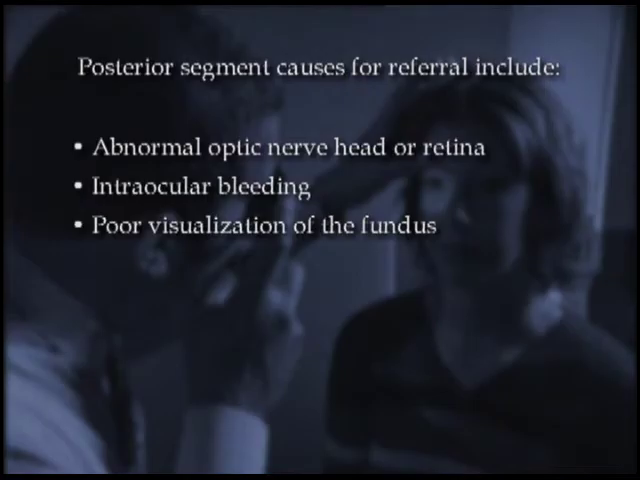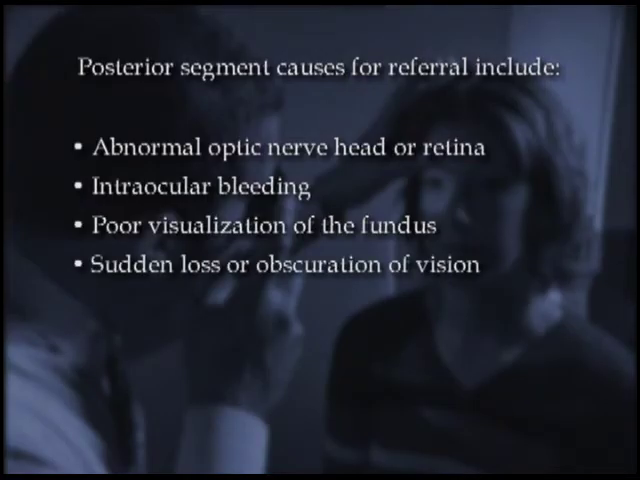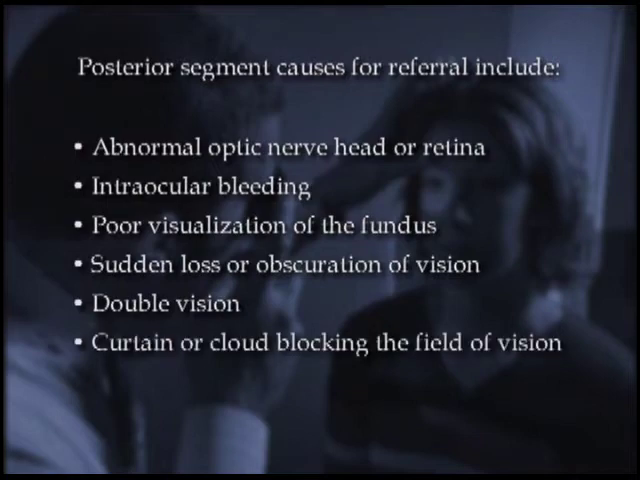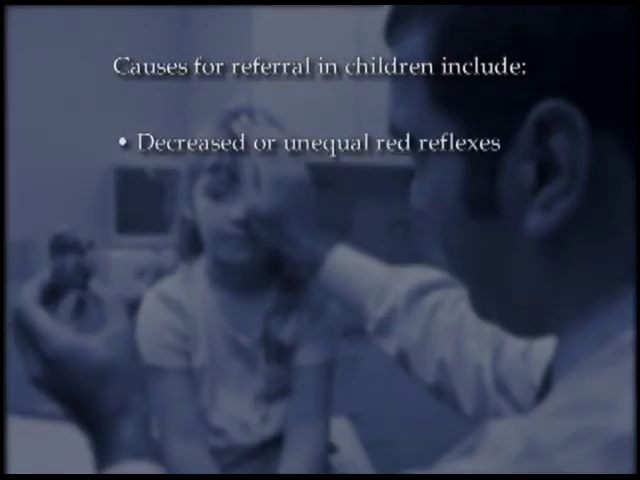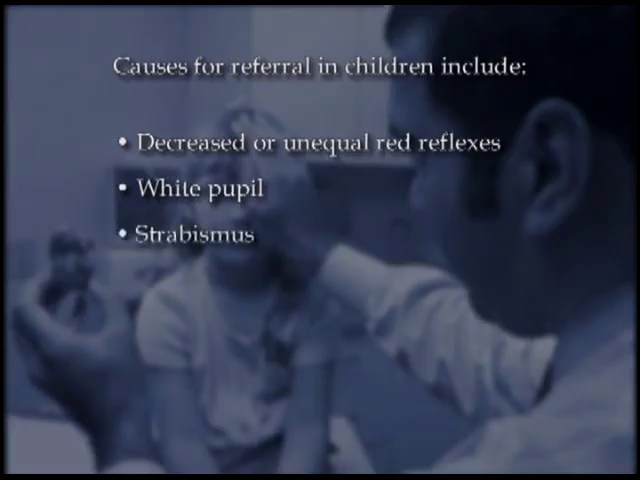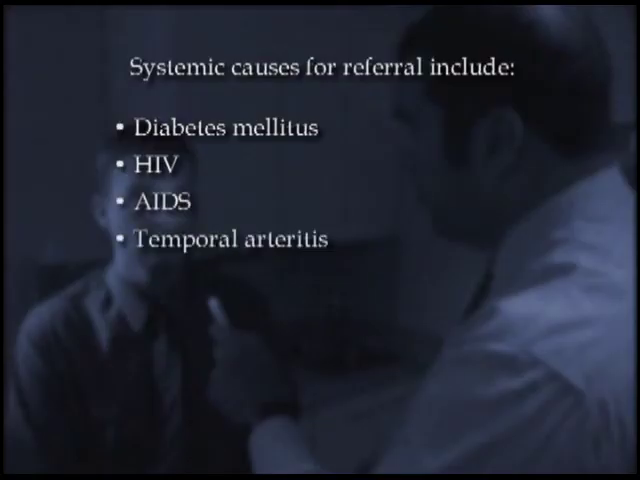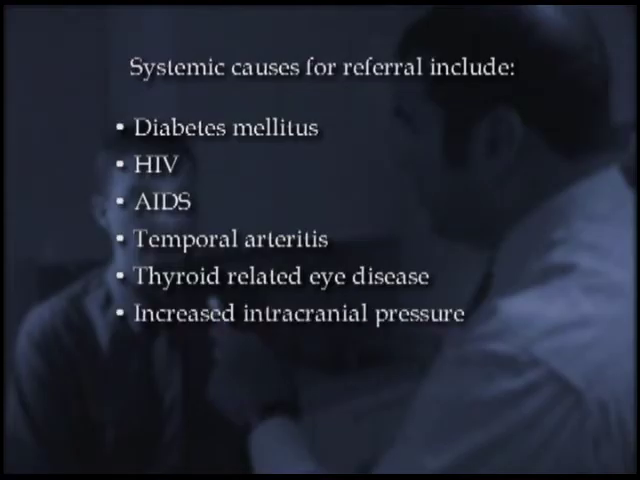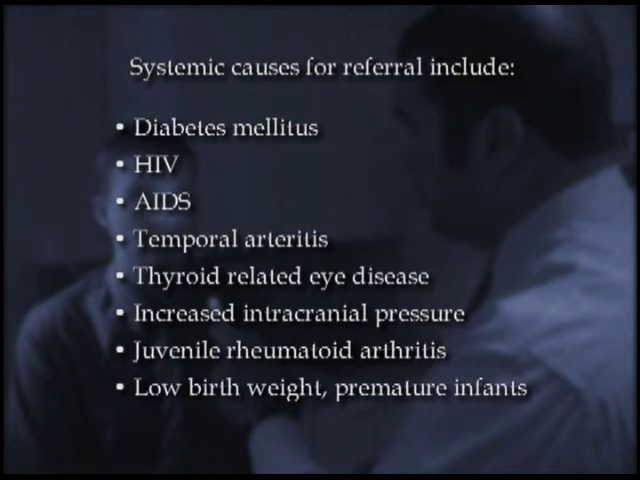Referral is also suggested for symptoms such as sudden loss or obscuration of vision, double vision, and appearance of a curtain or cloud blocking the field of vision. In children, decreased or unequal red reflexes, a white pupil called leucocoria, strabismus, and nystagmus should be referred to the ophthalmologist for evaluation. Systemic conditions that merit an ophthalmology evaluation include diabetes mellitus, HIV infection and AIDS, temporal arteritis, thyroid eye disease, increased intracranial pressure, juvenile rheumatoid arthritis, and low birth weight premature newborn infants.